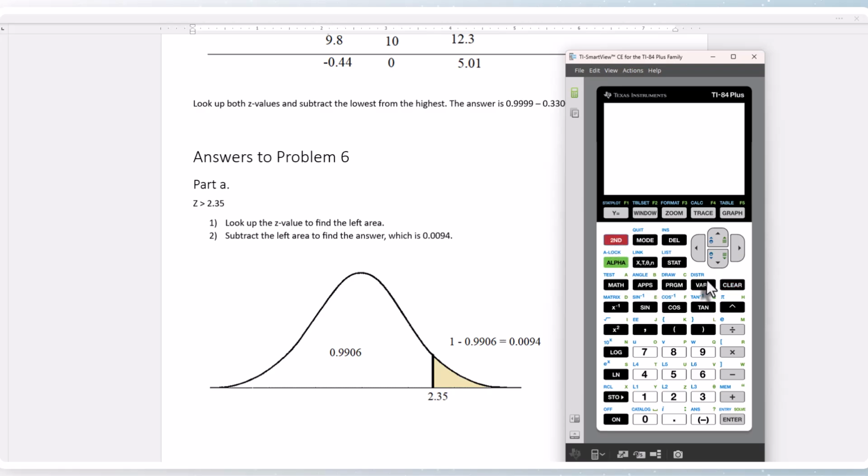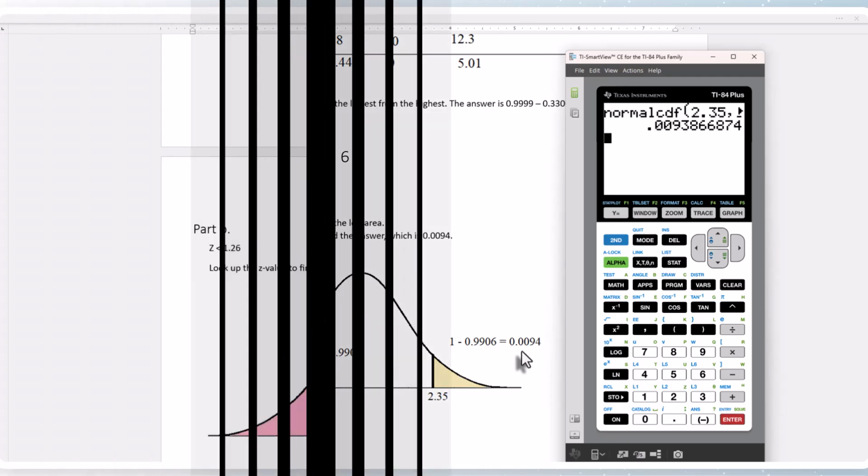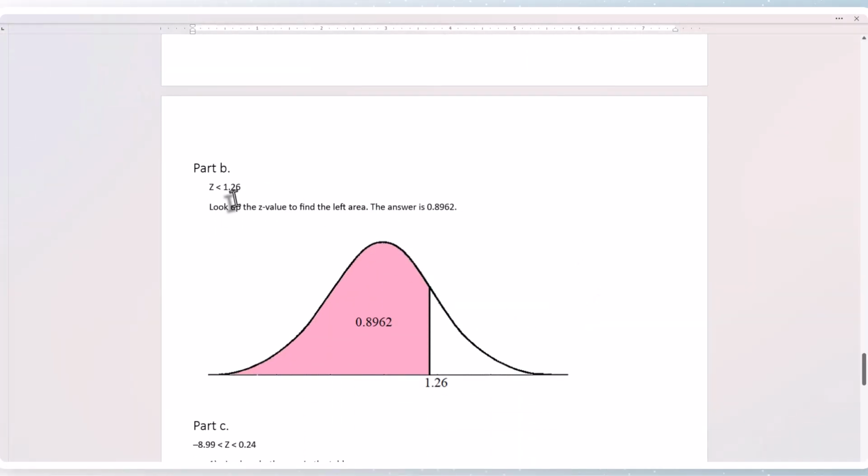We could also calculate this with the graphing calculator. We press second distribution or bars, and we go to normal CDF. The lower value is 2.35. The upper value would have to be the highest value the calculator can handle, 10 to the 99. Leave the mean at 0, standard deviation at 1. Select paste. Enter one more time. And we could round the answer to 0.0094.